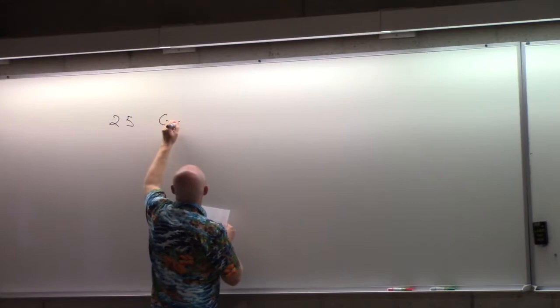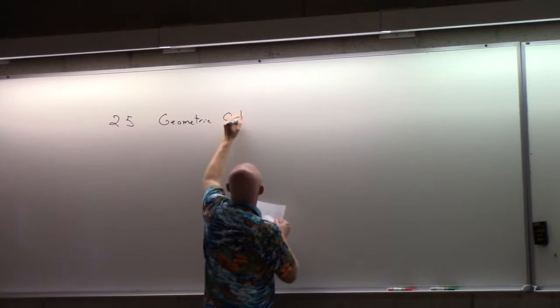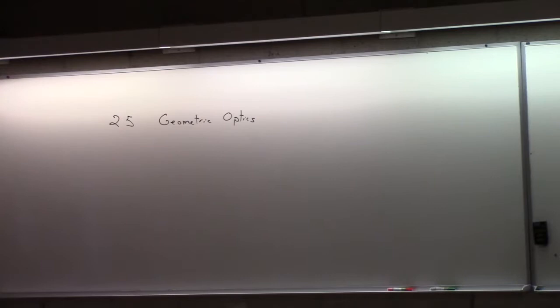All right, so I'm going to put on the board here, chapter 25. Okay, here's 25, and I'll just put the title here, Geometric Optics. And say, well, what is geometric optics? And so your author starts off with kind of a fun picture.